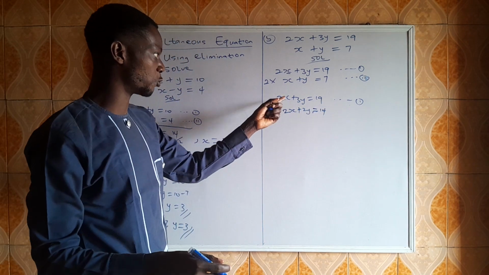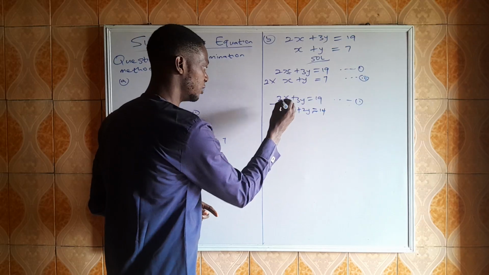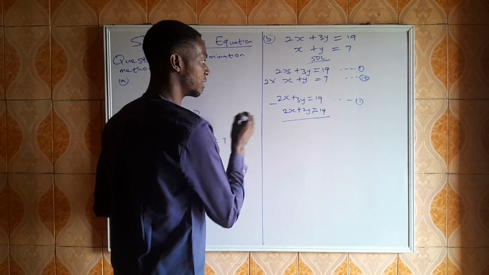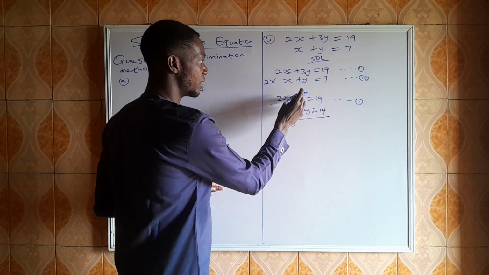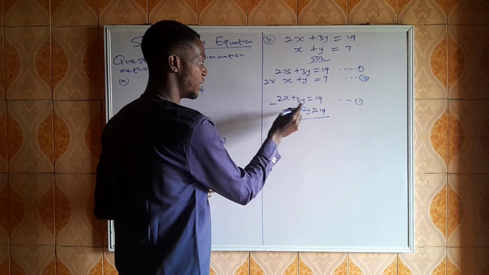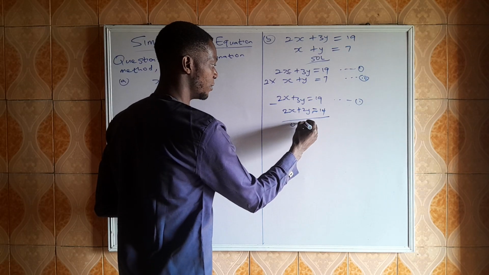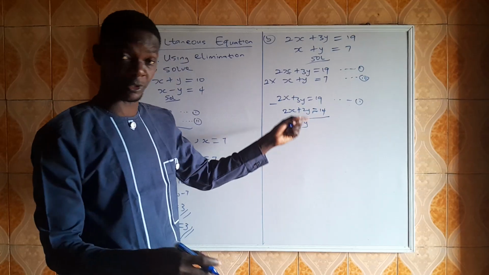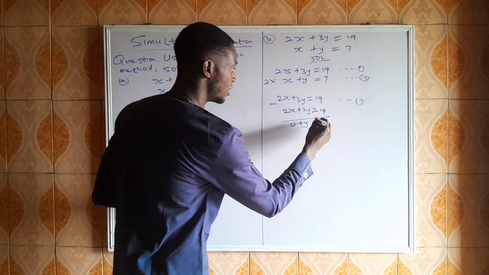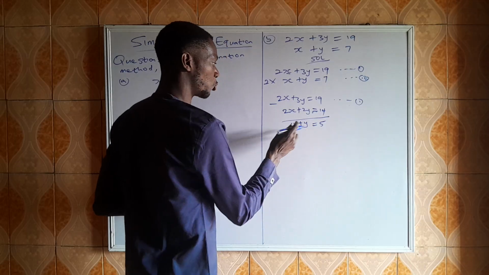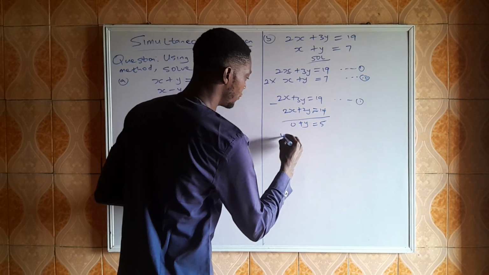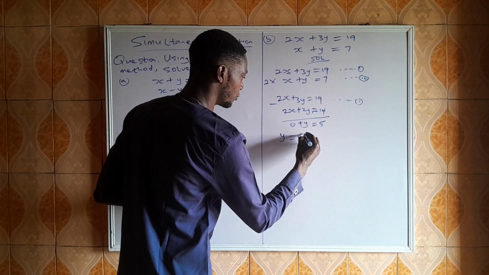Now that you have 2x in both, you can subtract the two equations. So 2x minus 2x is 0, then 3y minus 2y is y, and 19 minus 14 gives you 5. So automatically from here, your y value is equal to 5.